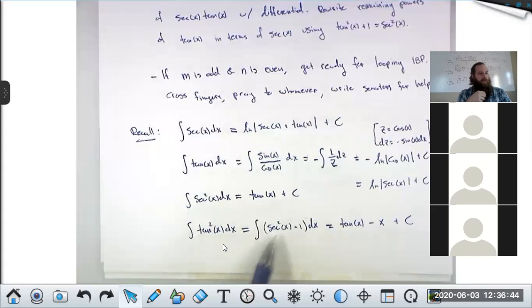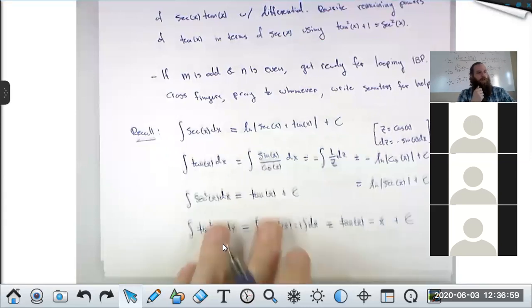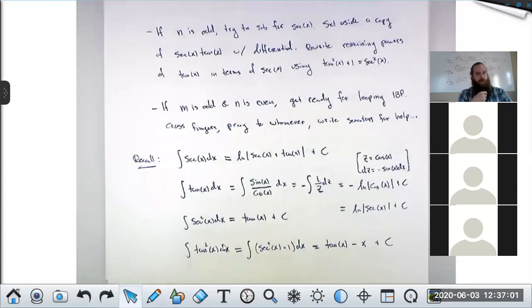But tan squared is secant squared minus 1, right? That's just the identity. And then the integral of secant squared is tangent. The integral of 1 dx is x. So we get tangent x minus x. So these are the basics that we need to know. Make sure you get everything that's on this page nice and clear in your notes.